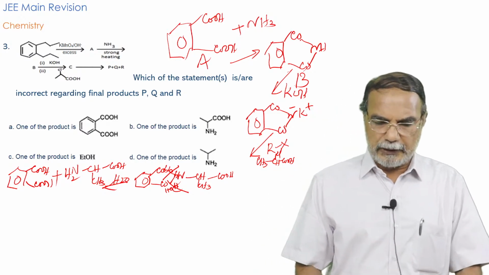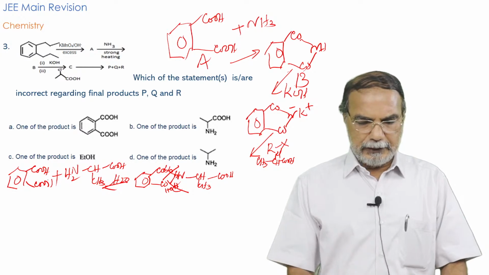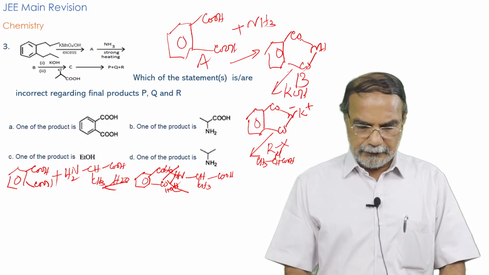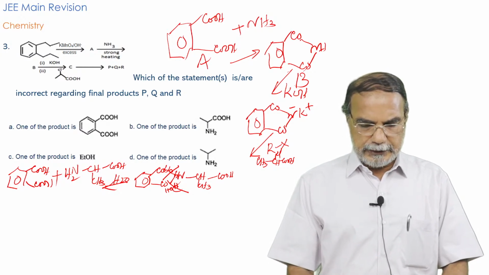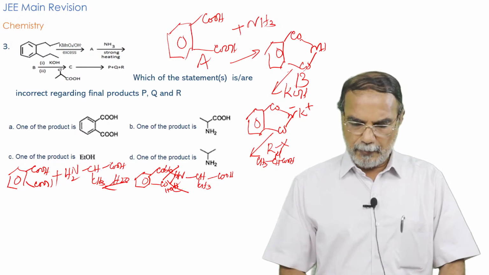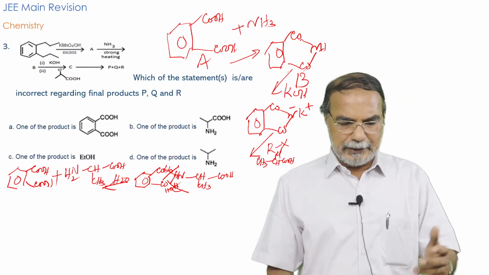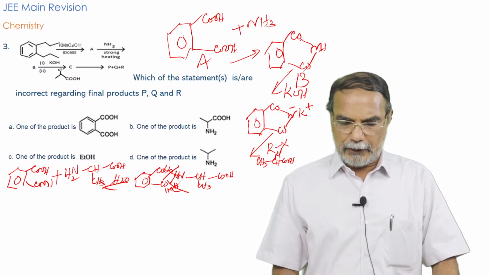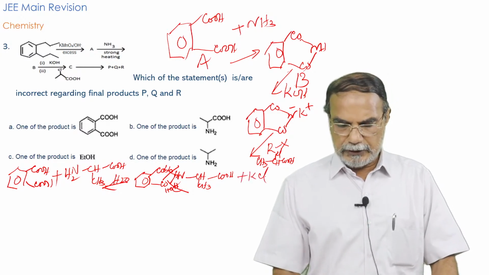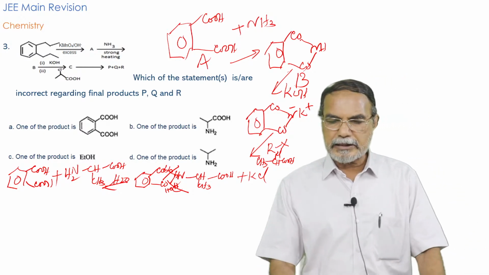On the arrow mark, one has to give H2O, H plus, hydrolysis, and you get phthalic acid. Again, the ring is opened, and you have phthalic acid and the corresponding primary amine. The Cl is replaced by NH2, so what you get is CH3CHNH2COOH. Which statements are incorrect regarding the final products P, Q, and R? Actually, R is nothing but KCl. This is the first compound, this is the second compound, and this is the third compound, which is just potassium chloride.